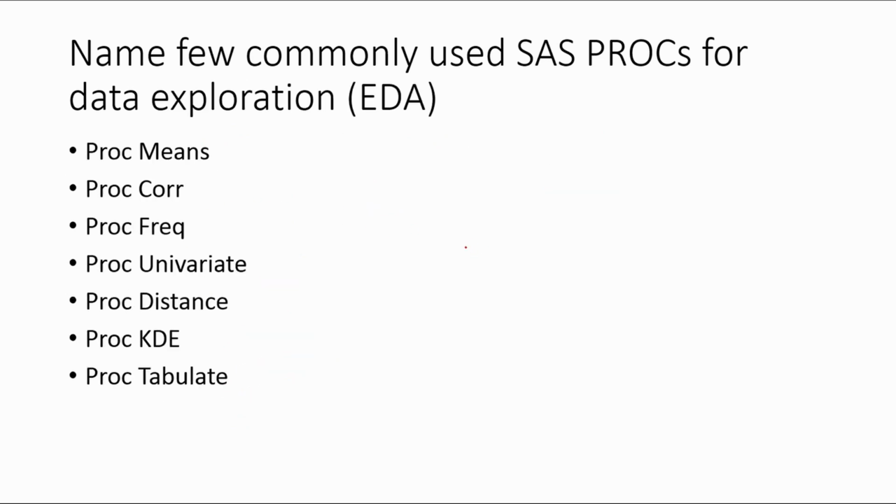So what are the few commonly used SAS procs for data exploration? In the last one we saw data handling, but what are the SAS procs which are very useful for data exploration? Proc means, you might have heard about proc means, proc corr. With proc means, you can summarize your data in order to get the mean, standard deviation, minimum, maximum, and so many other things as well. You can get the variance, you can get the number of missing values using the nmiss statement, and so on. Proc corr, you can get a correlation matrix which shows the correlation of variables in your data.